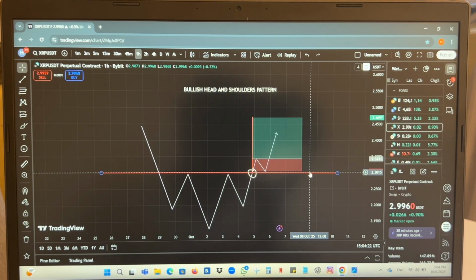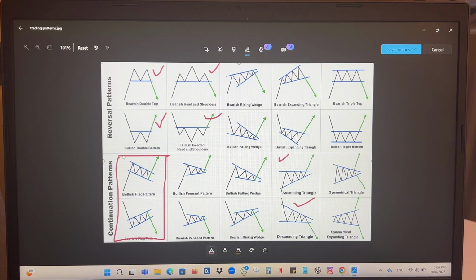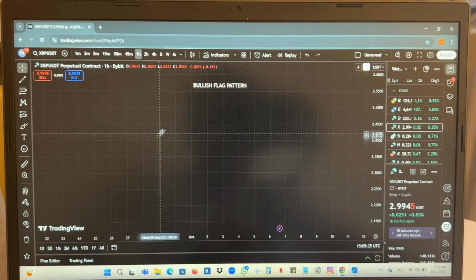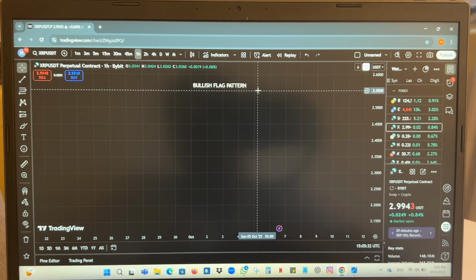So let's go on and talk about the last pattern I'm going to talk about today. Basically, we talked about bearish head and shoulders, and now we finished off bullish head and shoulders. So right now we are going to talk about the flag patterns, and let us start off with the bullish flag pattern.